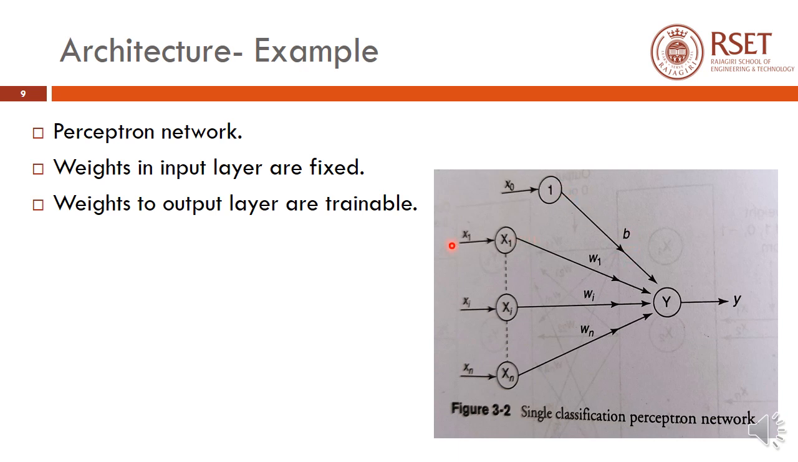Here we have the input activations x1, etc., xn, and the weight values w1, wi, etc., wn. The weights in the input layer will be fixed, usually 1, 0 or minus 1, and the weights to the output layer are trainable, that is w1, wi, etc., wn. Based on that, we can calculate the net input in the response unit, and using an activation function, the binary activation function, I can calculate the final output y. So this is a single classification perceptron network.